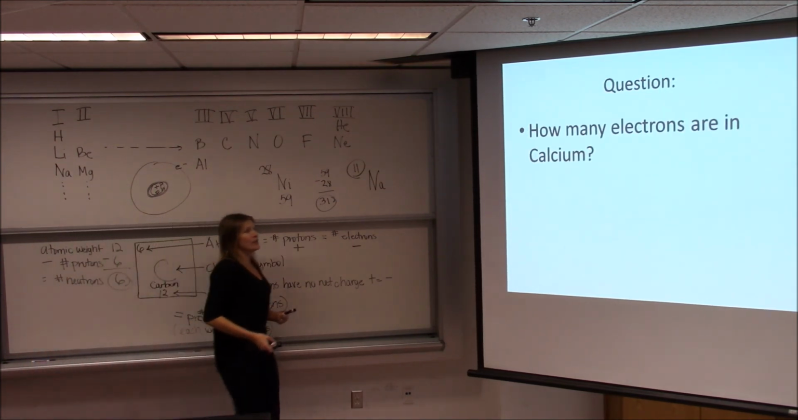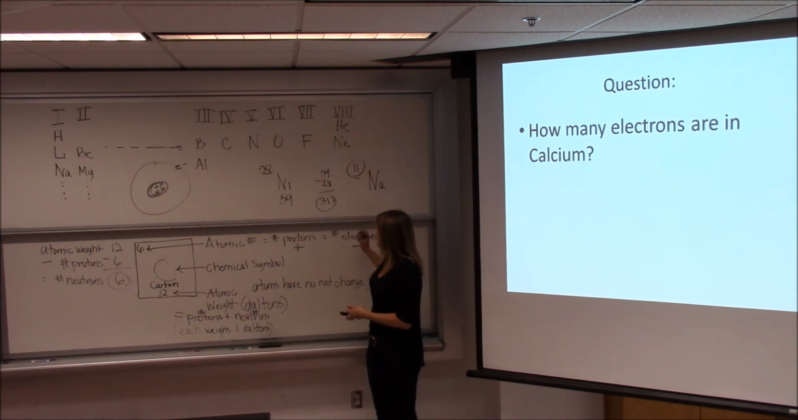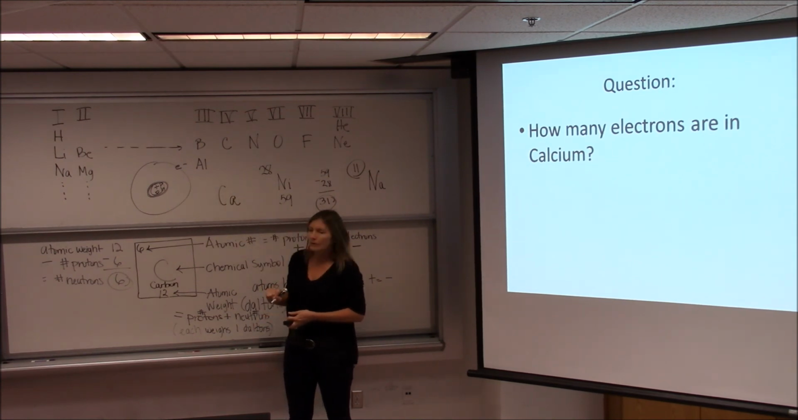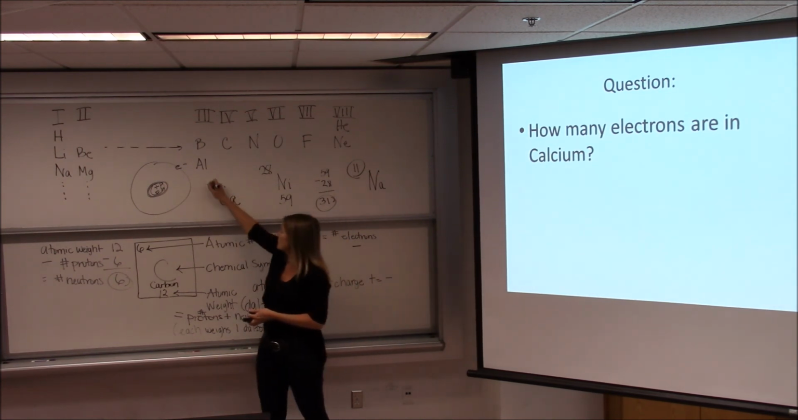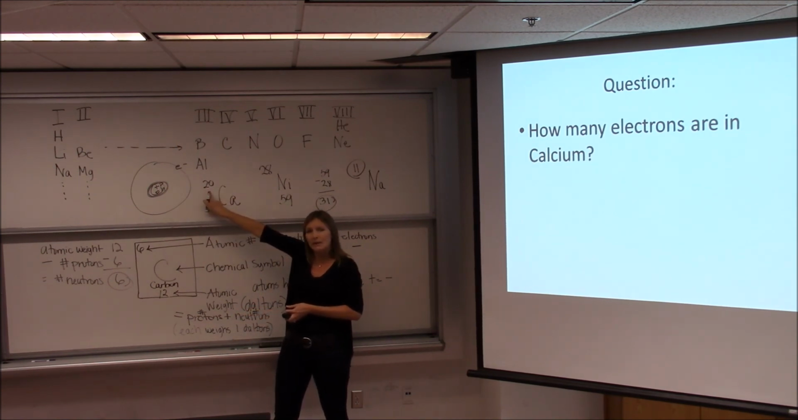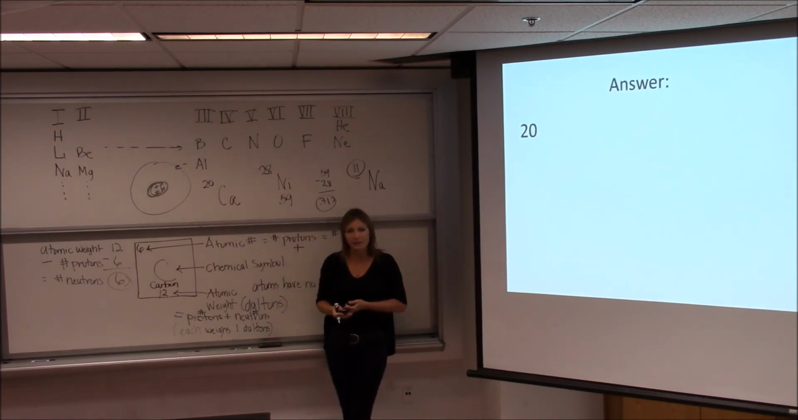How many electrons are in calcium? Again, you need to know that calcium is Ca. Okay, and it's atomic number 20. Remember that 20 equals the number of protons. It also equals the number of electrons. So calcium has 20 electrons.